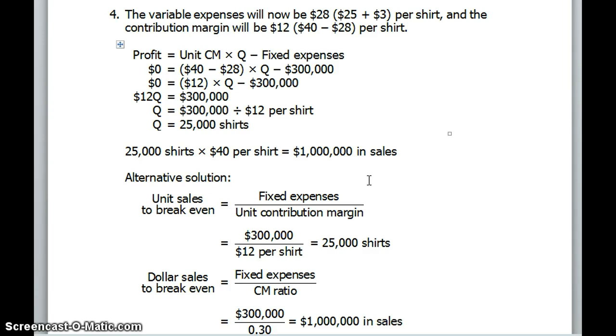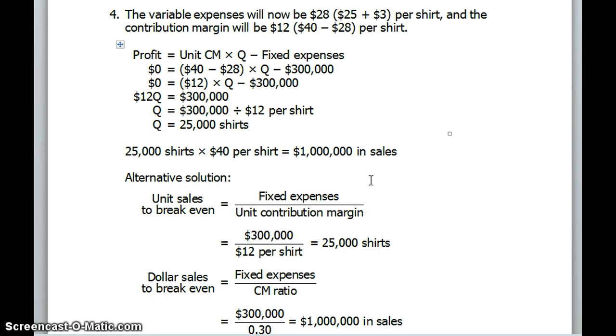Therefore, we can then go through our break-even formula of fixed expenses divided by the unit contribution margin, in this case $300,000 divided by $12 per shirt, to now see that we will have to sell 25,000 shirts to break even, given this new incentive commission.